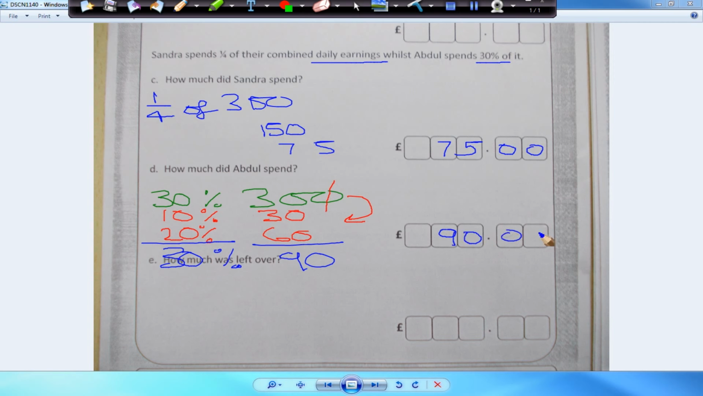Put your hand up if you got that particular question right. Excellent, 1 person. Well done.